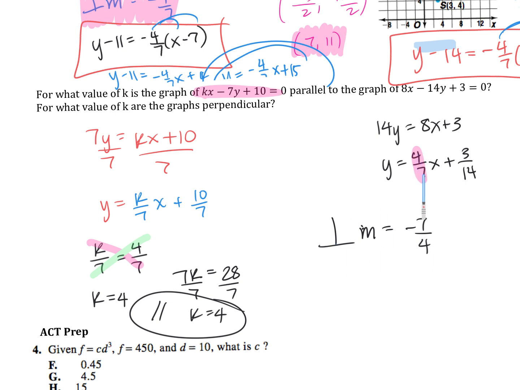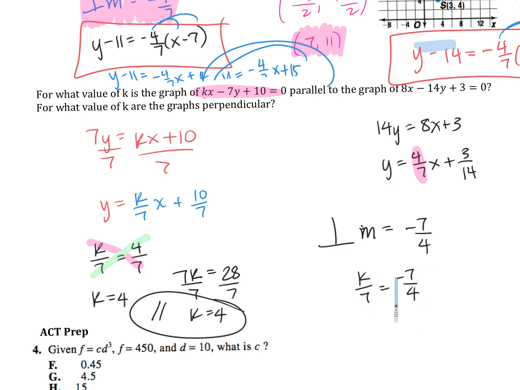If they're perpendicular, my slope has to be -7/4. What's my slope over here? Say the whole thing. k over 7. My slope over here is k over 7. So you're saying my slope of k over 7 needs to be equal to this perpendicular one, which was -7/4. I'm going to say that one more time. The original equation's slope is k/7. For this equation to be perpendicular to this one, this slope, k/7, has to be equal to this opposite reciprocal.